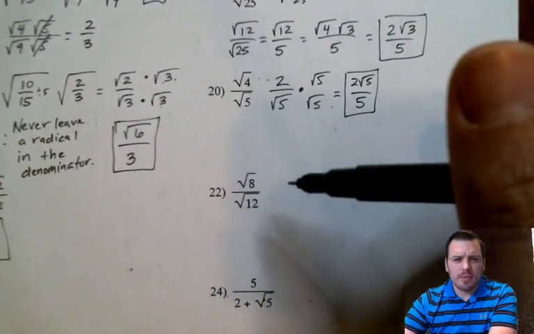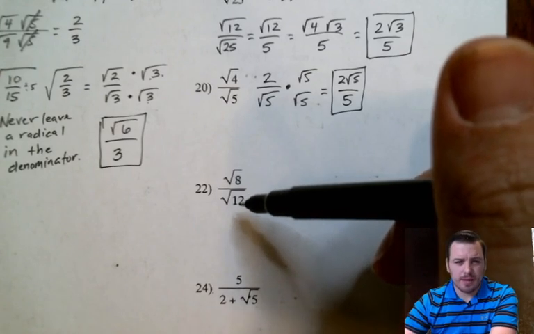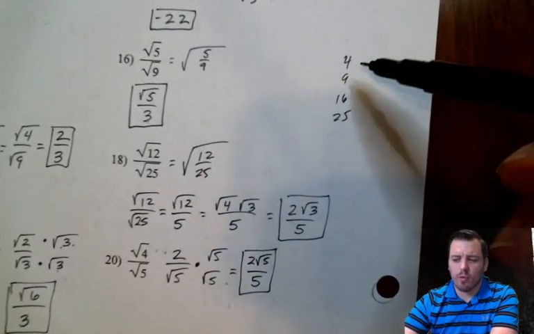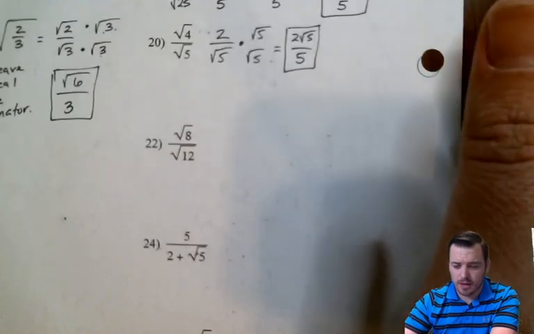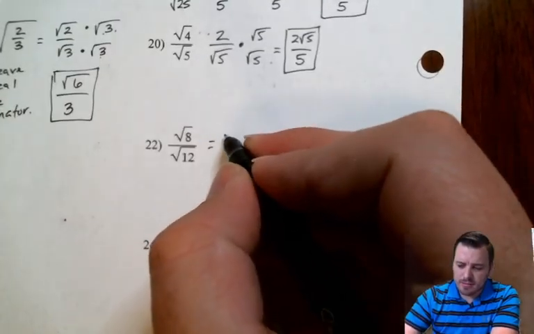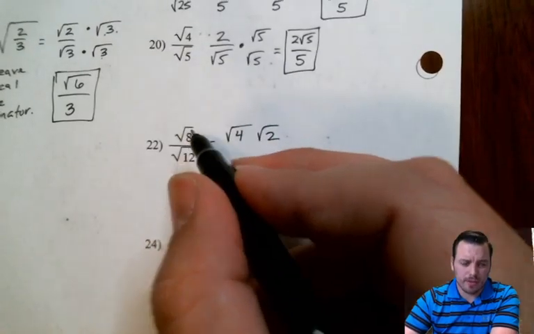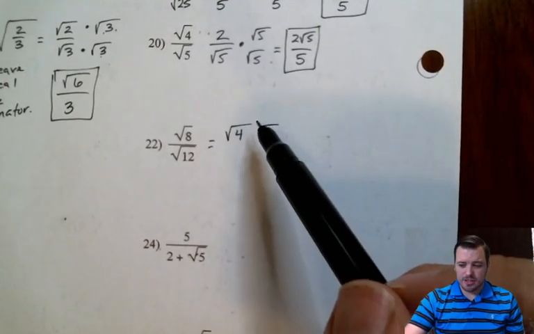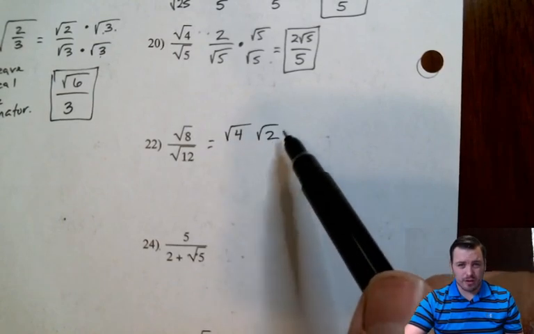Jumping over here, radical 8 over radical 12. Okay? Now, neither one of these are perfect square roots, but will one of these perfect square roots go into it? And the answer to that is yes. Okay? So the square root of 8 can be broken down to this. Radical 4 times radical 2. 4 times 2 is radical 8. Now, it only makes sense to do this if one of these is going to be perfect.